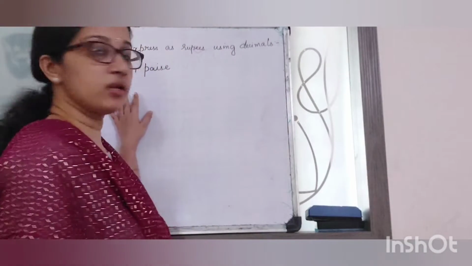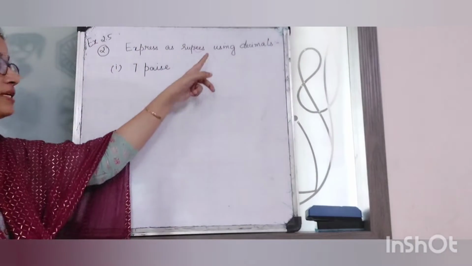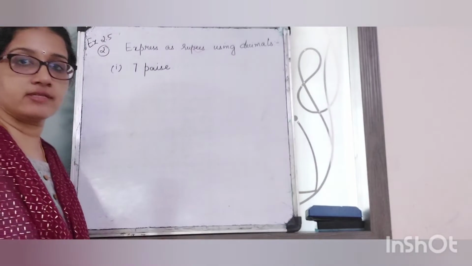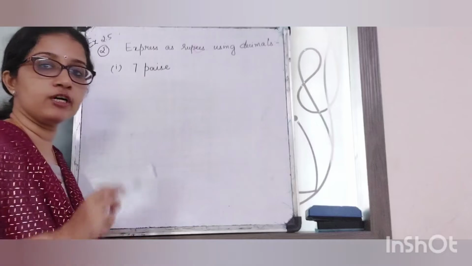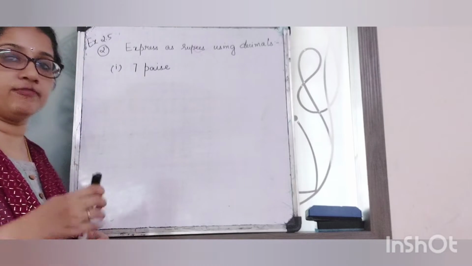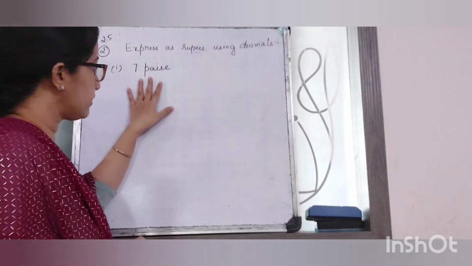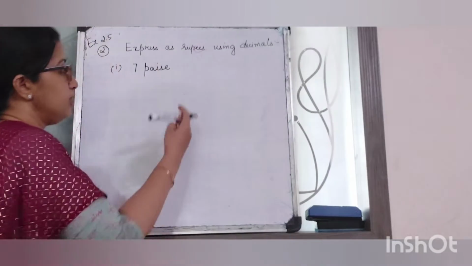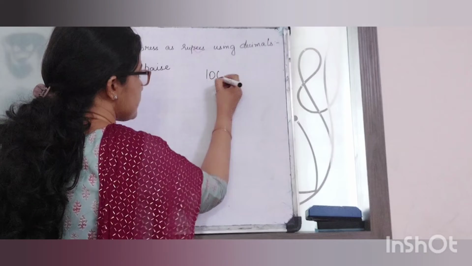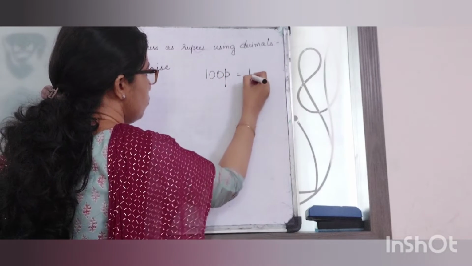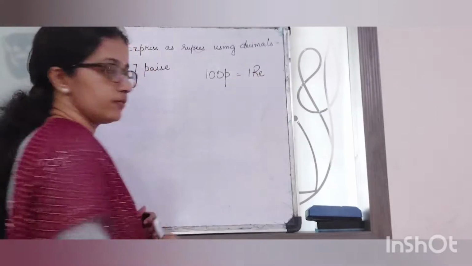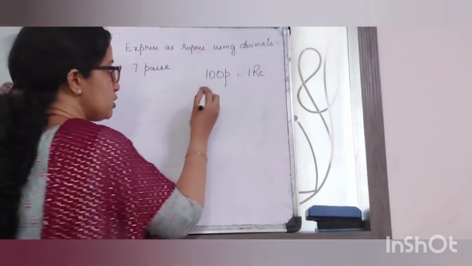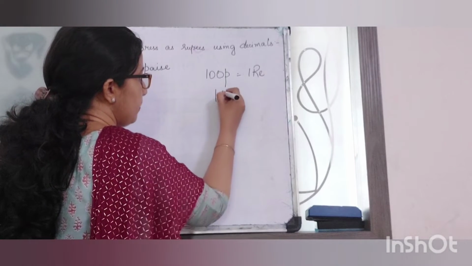Okay, so the second problem is: express as rupees using decimals. The first one is 7 paise. So this 7 paise we have to convert into rupees and write it in the form of decimals. For solving this we should know something beforehand. We know that 100 paise is equal to 1 rupee. So we should know how much is 1 paise.